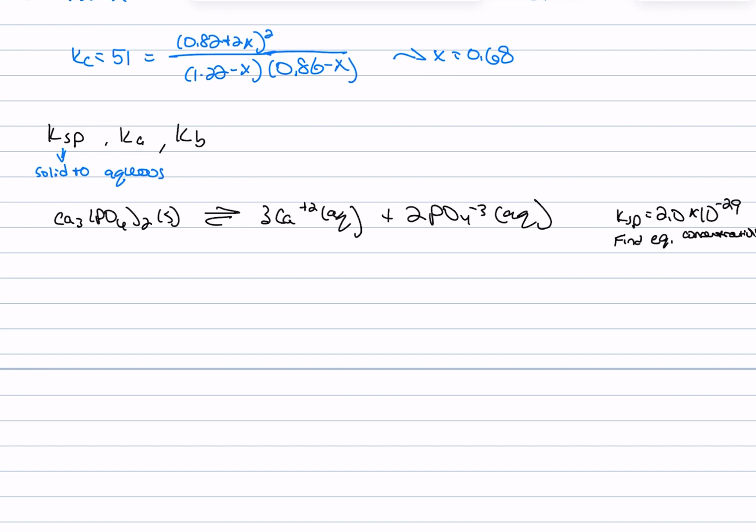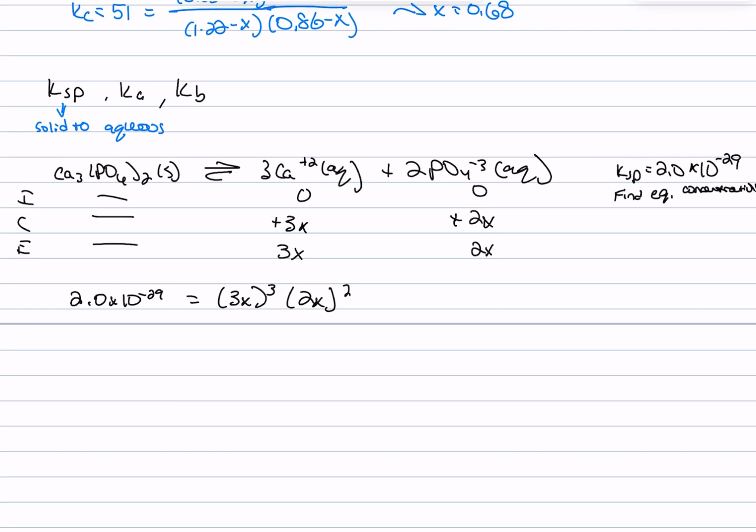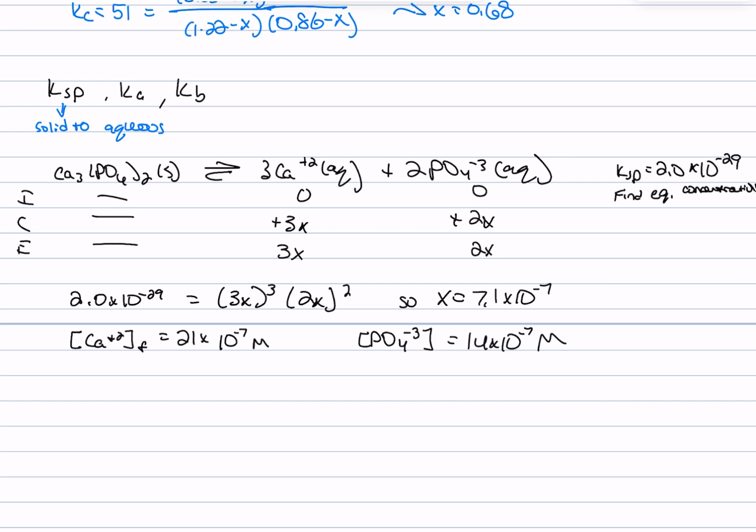So then we know that the reaction has to be going towards the products, and so we add 3x and 2x. So we know that Ksp equals 2.0 times 10 to the negative 29 is equal to 3x cubed times 2x squared. So we can calculate x, which must be 7.1 times 10 to the negative 7, making Ca2+ equal to 21 times 10 to the negative 7 molar, and PO4 3- equal to 14 times 10 to the negative 7 molar.